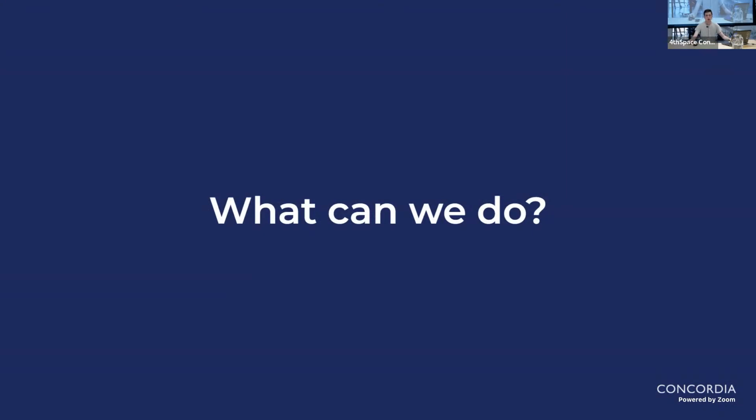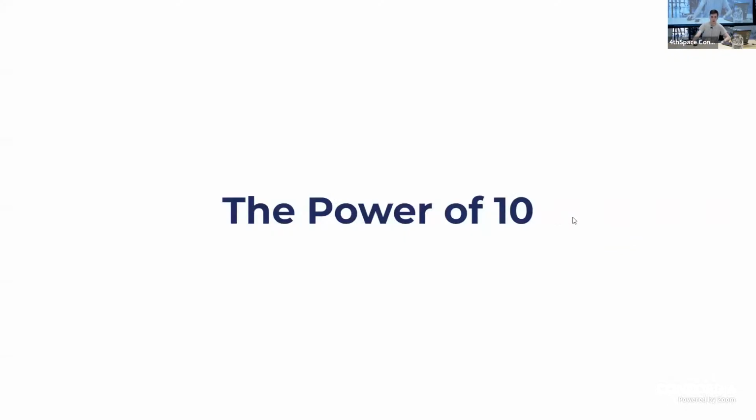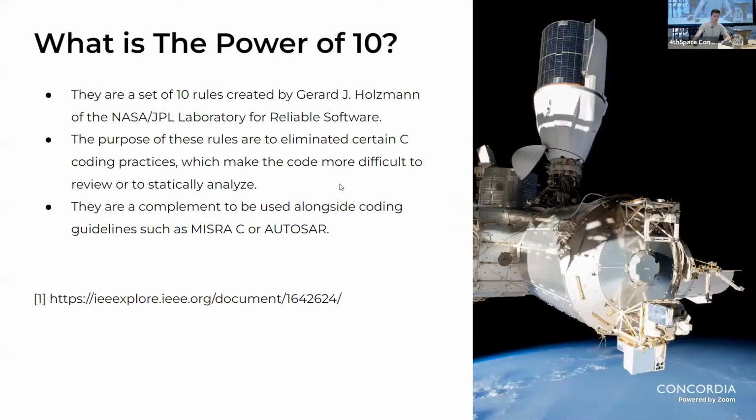So, what kind of measures can we take to improve our software, to make it more reliable? Because that was kind of the point of the presentation, right? To look at a few different examples and see how exactly our methods have evolved over time to produce more reliable software. The first section I'm going to talk about is the Power of 10. It's a set of 10 rules created by Gerard J. Holzmann from the NASA JPL Laboratory for Reliable Software.